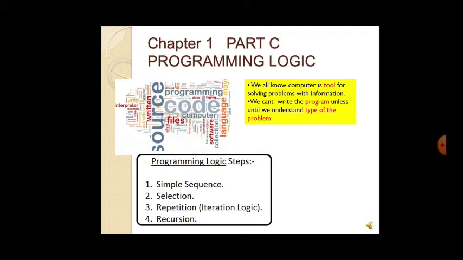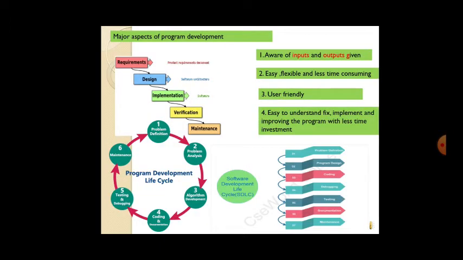We can't write the programs unless we understand the type of the problem. So first we need to see what is the type of the problem, then we need to analyze the problem, and then we can tackle the problem and we can get the output correctly. So we need to write the program. First we need to understand the type of the problem.